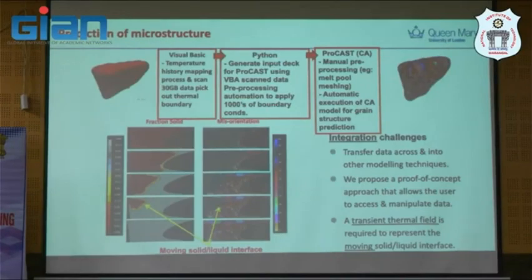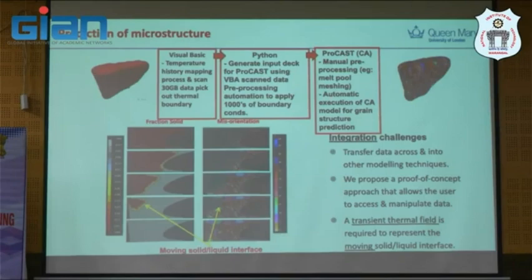And in that case, we co-develop with the commercial package here, Procast. I mean, I'm now moving away from commercial packages to using open source code. And then using VBA to scan data and then pre-process the automation. It's about 10,000, I think it's more than that at some condition. It's about 2,000 boundary conditions at the melt pool surface here.